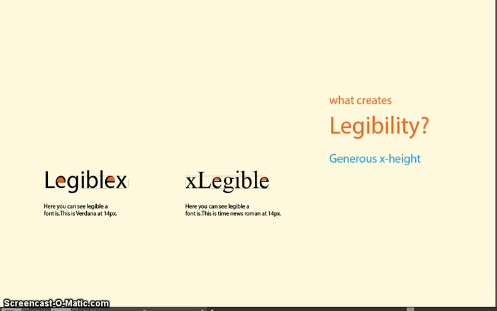And next we'll talk about x-height to make text legible. You can see right here two examples. This one is Verdana and this one is Times New Roman. It's the same size. The biggest difference is the space right here. I marked it with the pen in orange. You can see the orange space is bigger than this one. That's how you make it easier for people to read.